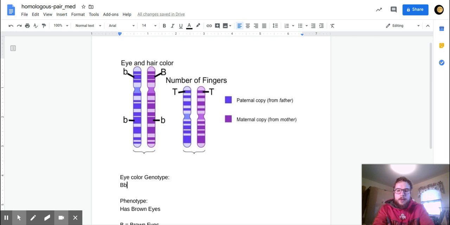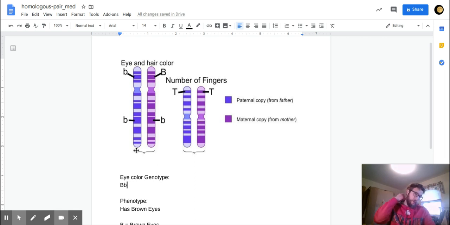If your genotype was two big B's, if you got a dominant from mom and a dominant from dad, you would still have brown eyes, okay? You would just have two dominant traits, and that's what's going to appear in your phenotype anyway, whatever that dominant trait is. So if you had big B, little b, or big B, big B, you would still have brown eyes. But this person in particular here, they have big B, little b, so we're going to keep it as so. Okay, hopefully this makes sense so far.